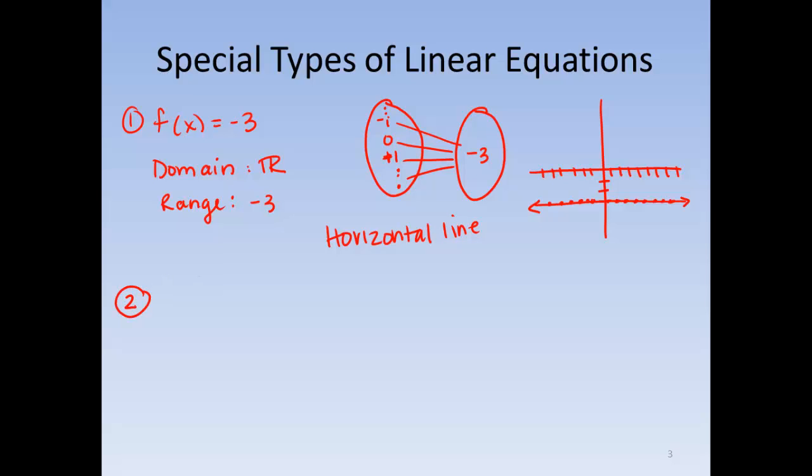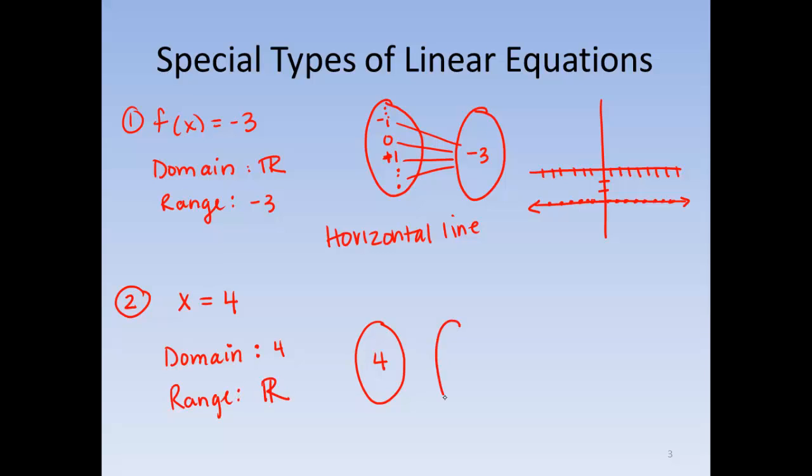Our second special type of linear equation is if I have x equals a constant. Now this isn't written in function notation for a reason. My domain, as looking at this, is, well, it's 4. My x value is 4. It's the only x value I have. My range is not limited in this case, and it is all real numbers.